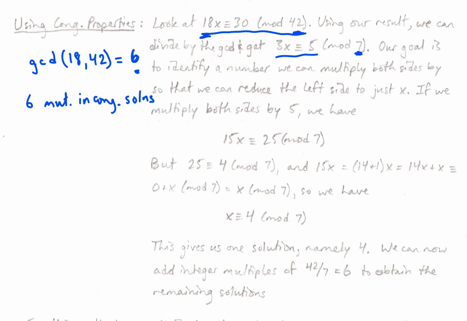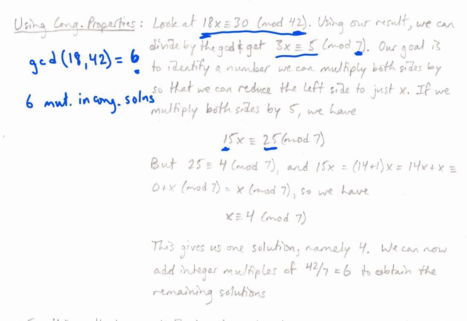And of course, what I do to one side, I have to do to the other to maintain the equality. So if we multiply both sides by 5, we get 15x is congruent to 25 mod 7. But notice that both of these numbers are larger than 7, so we're going to reduce these guys. Well, 25, if you take that mod 7, pull all the 7s you can out of 25, and you're left over with 4. So the 25 is congruent to 4.